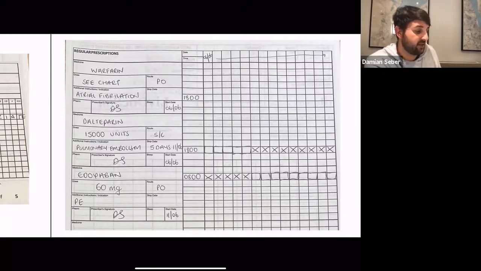It's a subcutaneous injection. I've written the indication there. You have to put a stop date on this because you're only giving it for 5 days. So you can write 5 days, or you can put the date that you want it to stop on. It doesn't really matter which. Obviously you need your signature and the date you want it to start.